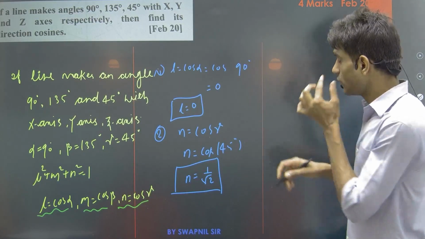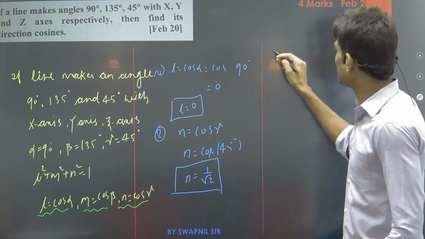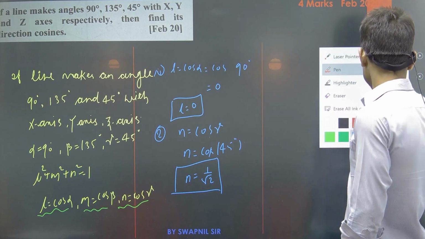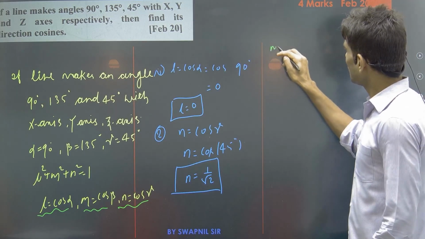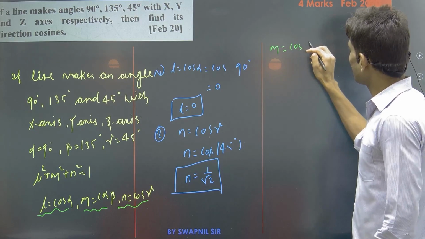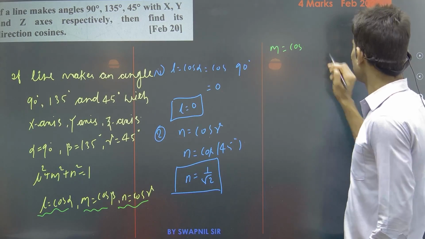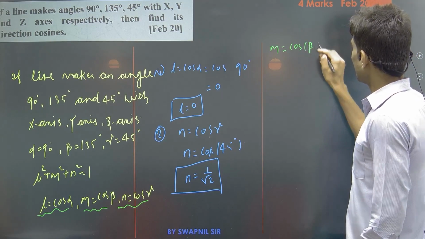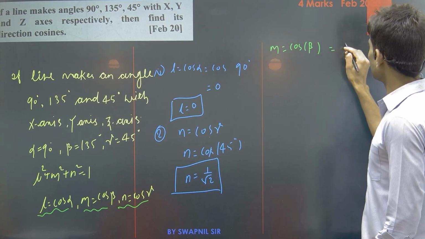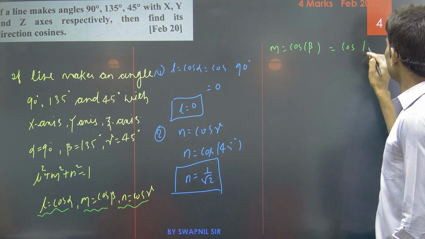Okay, so let's go for finding the value for m, which is equal to cos beta. We want the cos beta here. And what is the value of cos of beta here? M is equal to cos of beta, which means the cos of the value for beta, which is 135 degrees.